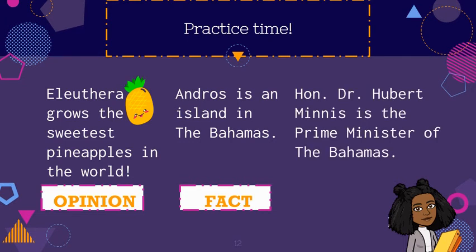Last sentence. Honorable Dr. Hubert Minnis is the Prime Minister of the Bahamas. Well, I know you've seen or heard him a lot on the TV. You are absolutely correct. That is a fact. I am so proud of you, boys and girls, but it's no time to stop. Let's continue on as we learn more about fact and opinion.